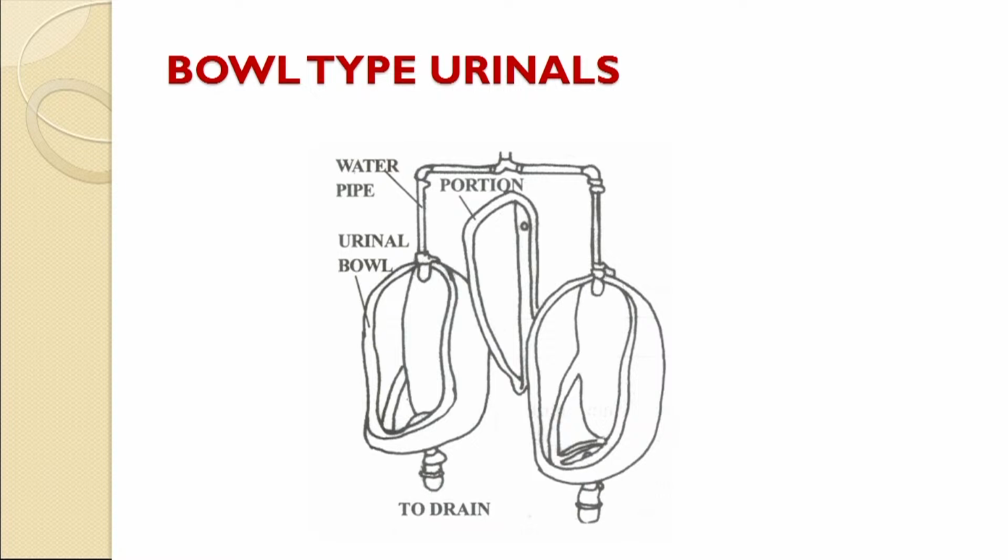Now this is a common picture showing how they are connected, and they are called bowl type urinals. If you see at the top, you have a water pipe, and the water pipe comes to both bowl type urinals. And at the bottom, the wastewater along with the urine goes for disposal or drainage purposes. That is important, and in the coming session we will also understand how you can repair the different problems that may come in bowl type urinals.